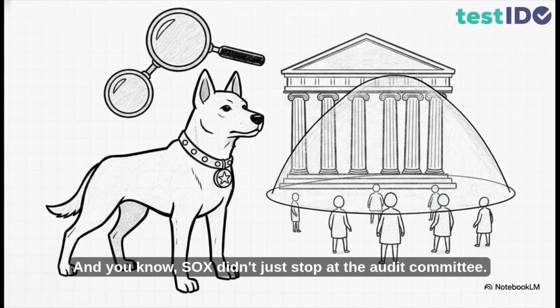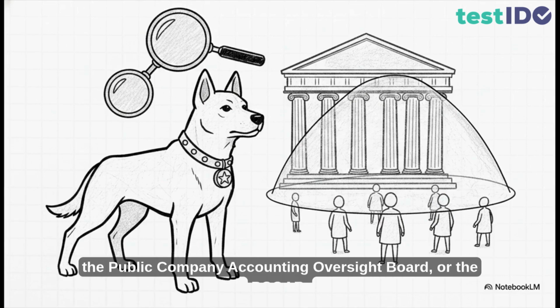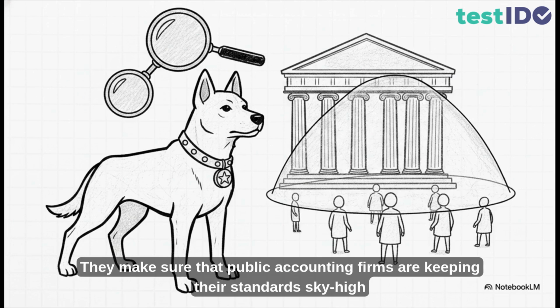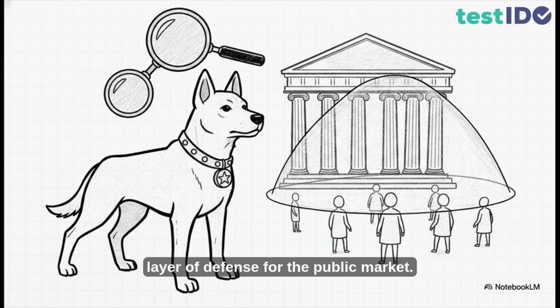And SOX didn't just stop at the audit committee. Congress also set up a brand new watchdog, the Public Company Accounting Oversight Board, or the PCAOB. This is a nonprofit corporation designed specifically to oversee the audits of public companies. Put simply, their job is literally to audit the auditors. They make sure that public accounting firms are keeping their standards sky high and playing by the rules. Just think of them as an extra layer of defense for the public market.